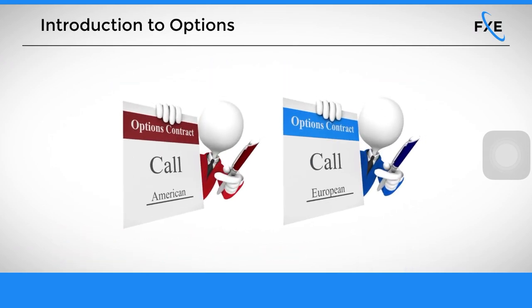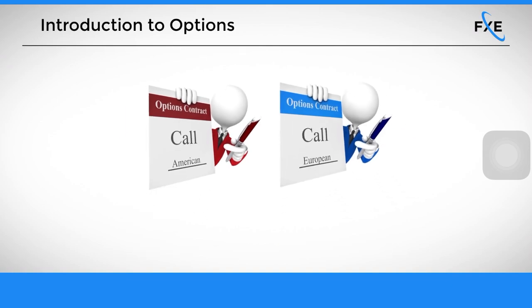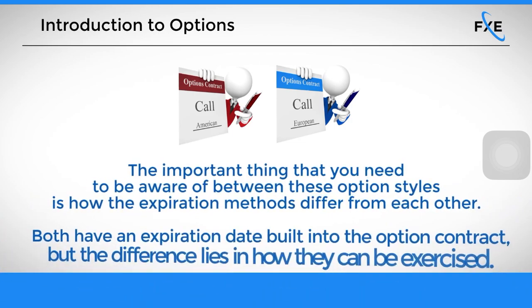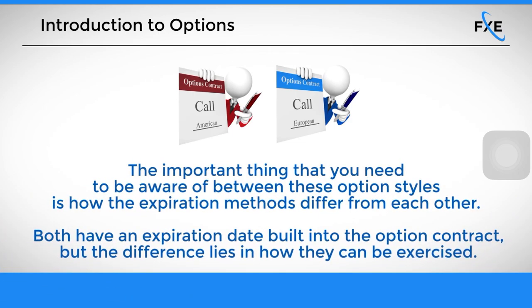Now let's take a look at American and European style options. There are two main styles of options that you'll be exposed to in the finance markets: European options and American options. The important thing to be aware of between these option styles is how the expiration methods differ from each other. Both have an expiration date built into the option contract, but the difference lies in how they can be exercised.